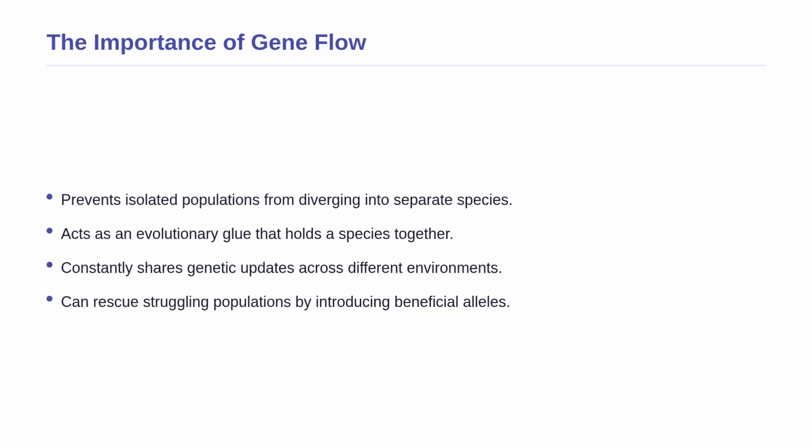This mixing process brings us to why migration is incredibly important. It prevents populations from diverging too much. If two populations of the same species are completely isolated, they will eventually accumulate different mutations and adapt to different environments, potentially splitting into two separate species. Migration acts as a glue that holds a species together by constantly sharing genetic updates. Additionally, migration can rescue a struggling population by introducing beneficial alleles that evolved elsewhere, increasing the overall fitness of the receiving group.